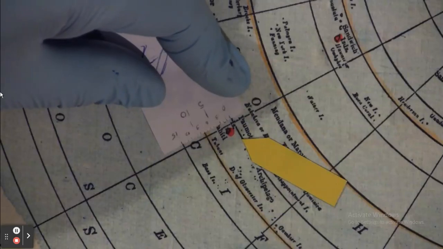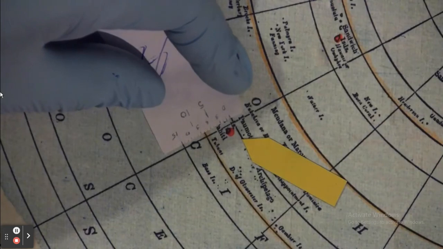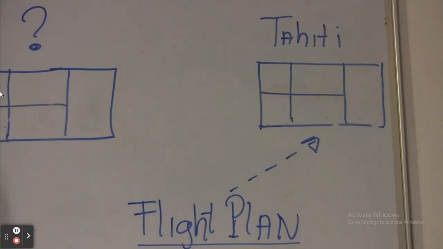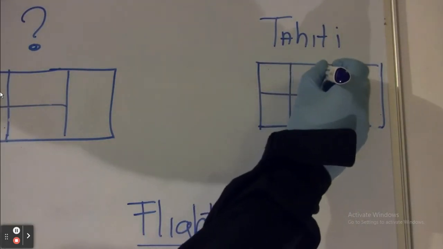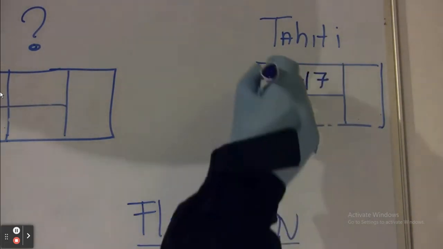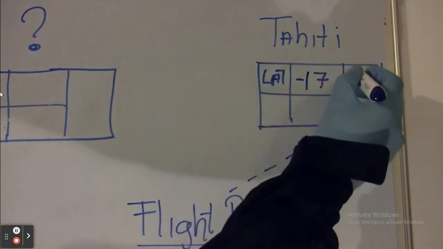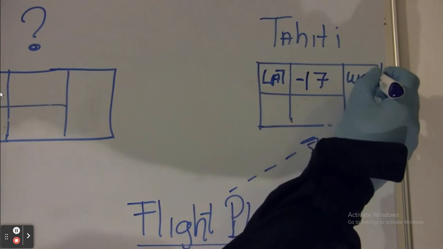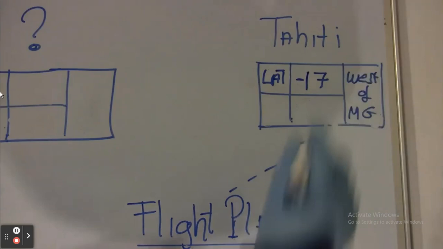That's our first latitude, below the equator. So it's a negative number. We found our first coordinate for Tahiti. That is 15 degrees plus 2 degrees. It's 17 degrees below the equator. It's on the latitude line. West of meridian of Greenwich.